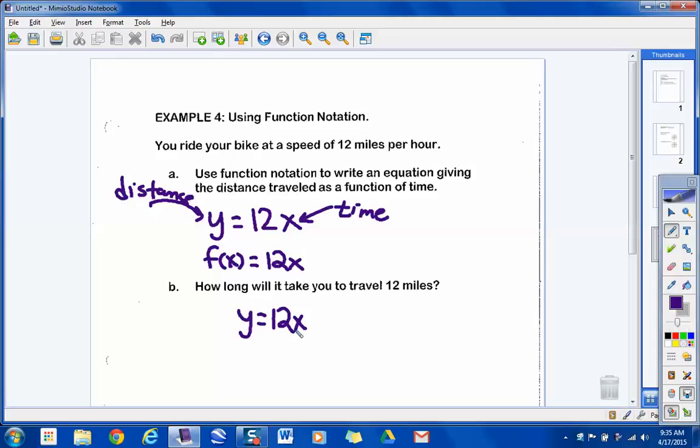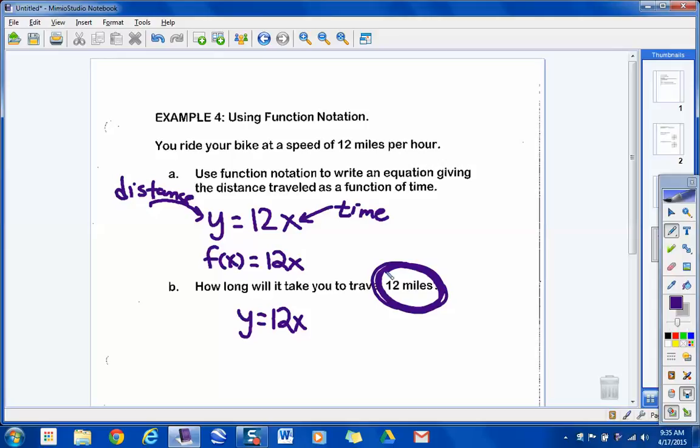Guys, what is part B asking us to solve based on that equation that we wrote? It says how long, so we're trying to find a time, right? We don't know what time. It says how long will it take you to travel 12 miles? So is this distance of 12 miles going in for y, or is it going in for x? Y. 12 miles is a distance. Which variable up here represents my distance? Y.